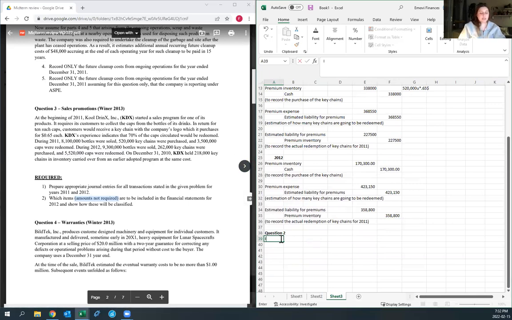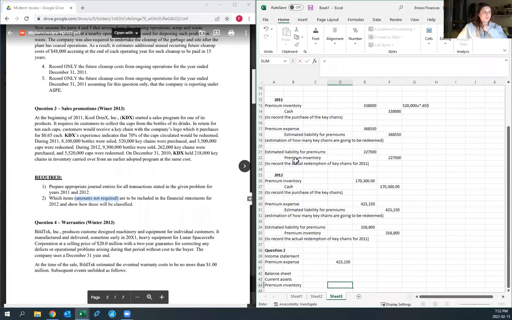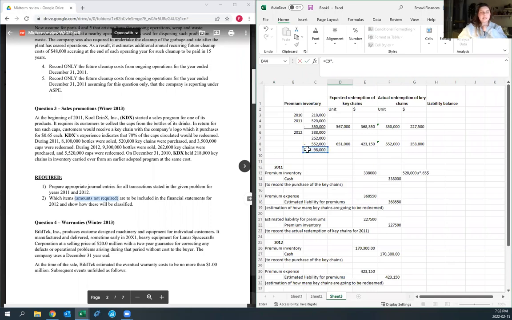So first, on your income statement for 2012, you're going to have your premium expense. And that amount for 2012 is the 423,000 that we found here. And that's all you're finding on the income statement. On the balance sheet, in your current assets, you have your premium inventory. The amount in dollars that you're going to have is the balance here from 2012. So at the end of 2012, you have 98,000 units in inventory. So to find what they're going to have on their balance sheet, you do the balance at the end of the year times their cost of 65 cents.